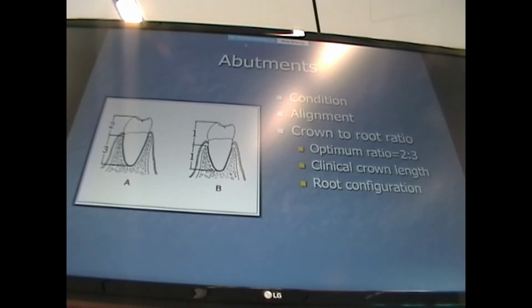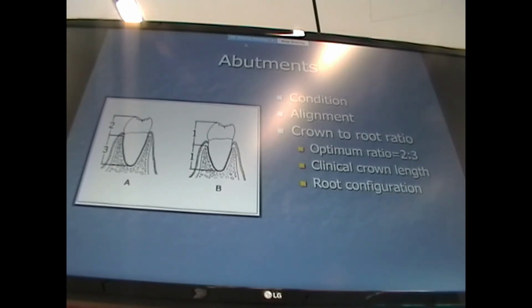In picture B, you have a 1-to-1 ratio because you have alveolar bone loss. So that tooth is compromised. Is that an ideal abutment to give you a good prognosis? No, that is a fair abutment, and it'll give you a compromised prognosis.